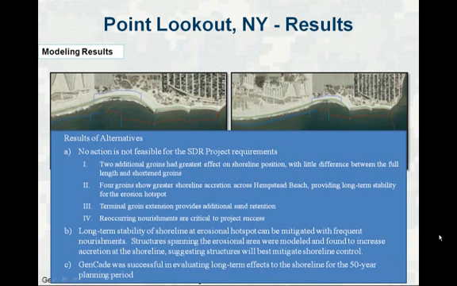Long-term stability of shoreline at the erosional hotspot can be mitigated with frequent nourishments. Structures spanning the erosional area were modeled and found to increase accretion at the shoreline, suggesting structures will best mitigate shoreline control. And GenCade was successful in evaluating long-term effects to the shoreline for the 50-year planning period.